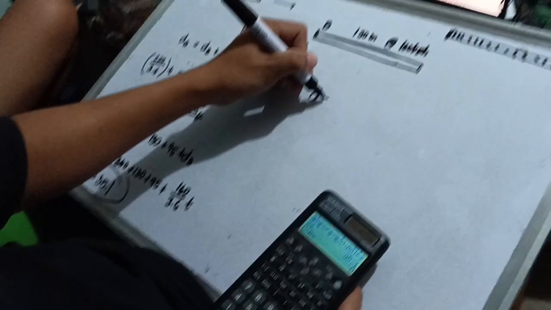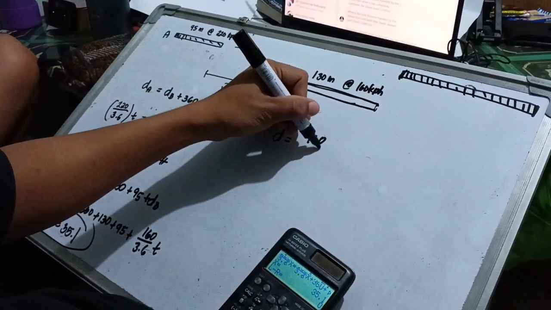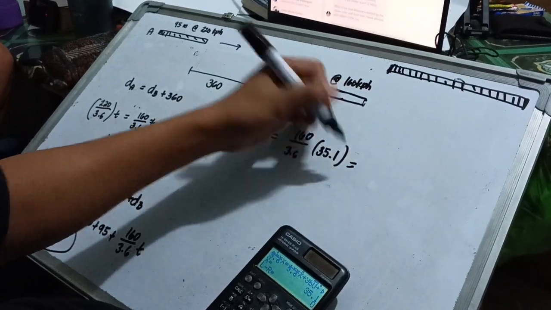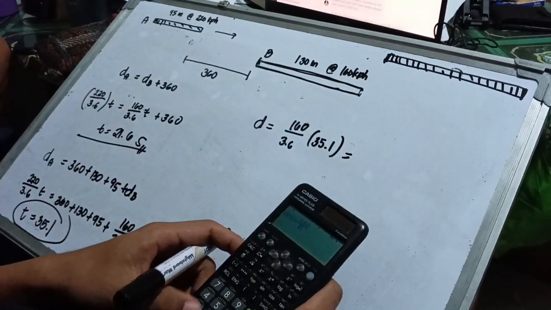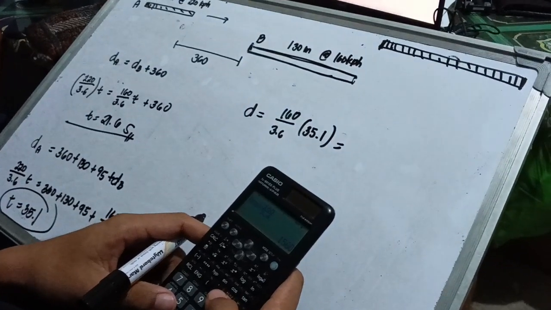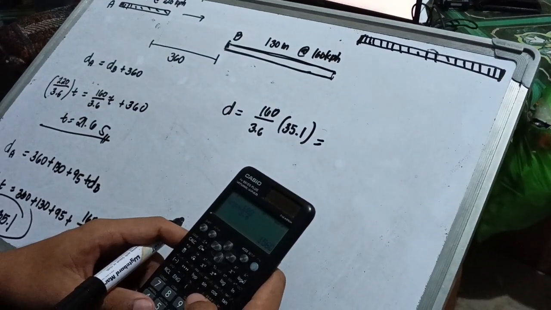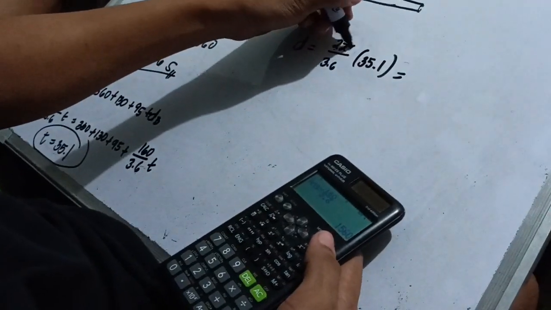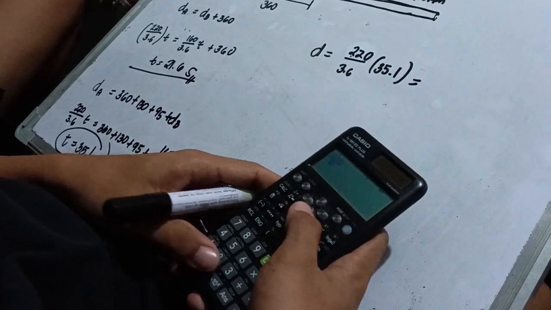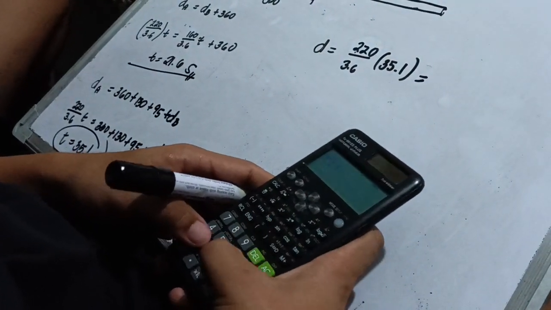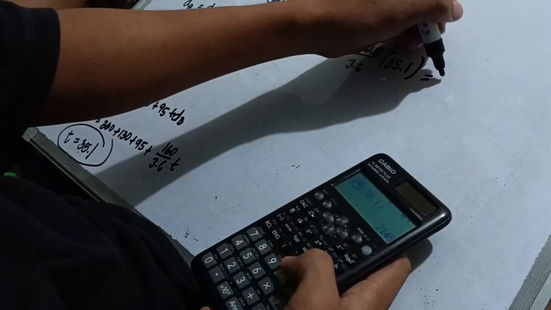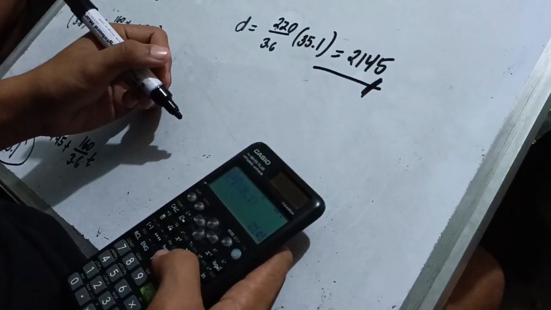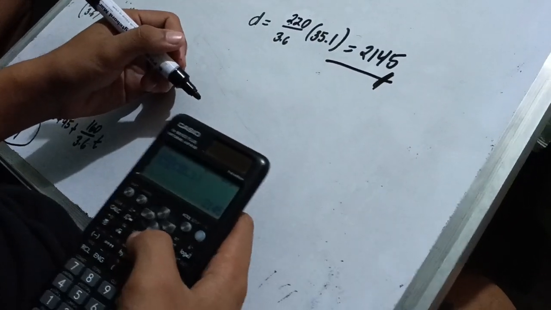Now determine the distance traveled by the faster train. Distance is velocity times time. So we use 220: 220 over 3.6 times 35.1 equals 2145.